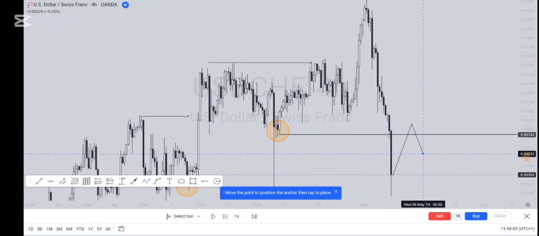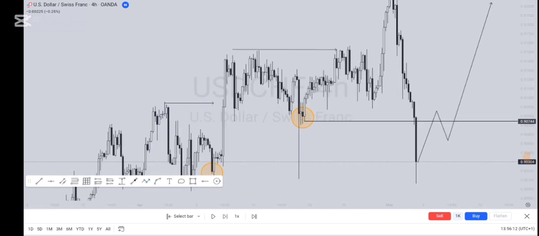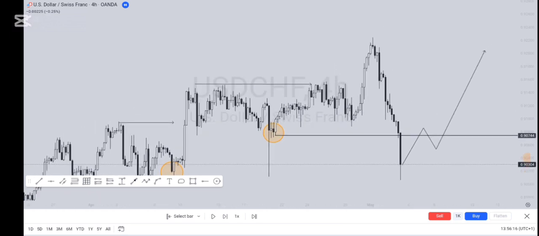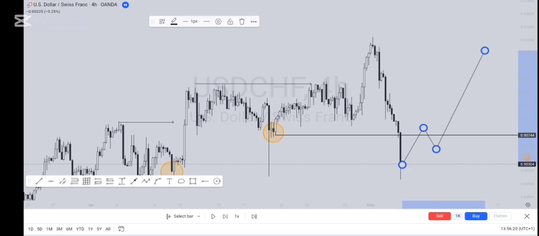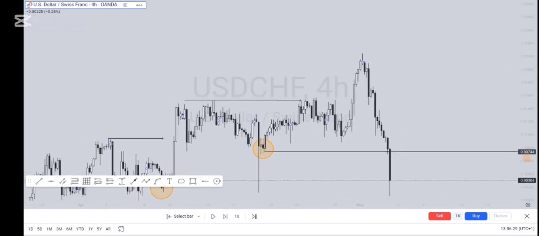You understand? This might just be a wick. This might just be a liquidity sweep. You understand? So you don't count just one candle as a change of character or a market structure shift. Take note of this. A market structure shift must consist of 3 bullish or bearish candlestick breaks.